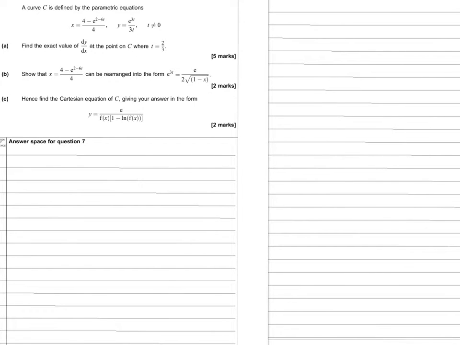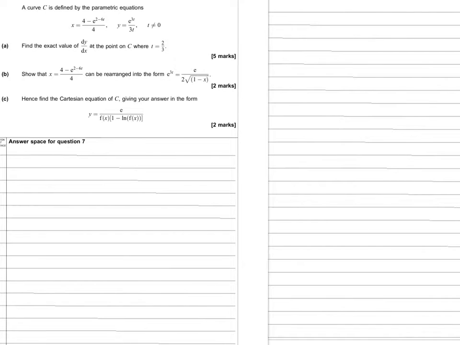Okay, part 7b. Show that 4 minus e to the 2 minus 6t over 4 can be rearranged into the form e to the 3t equals e over 2 root 1 minus x.